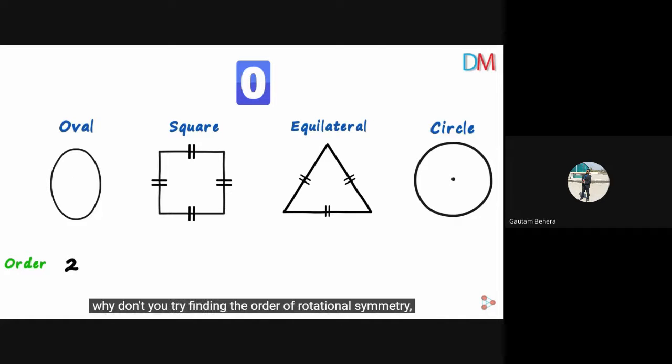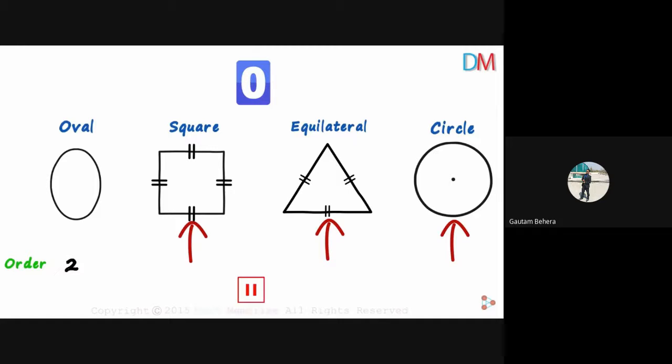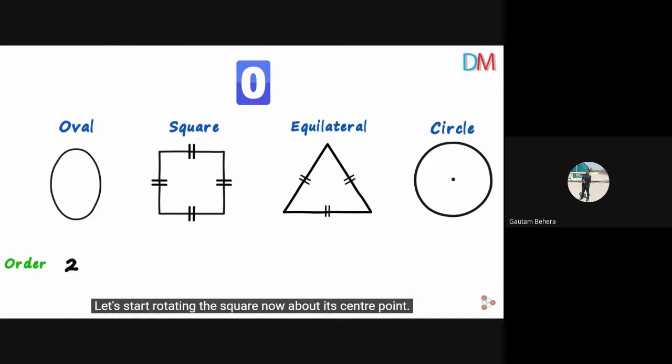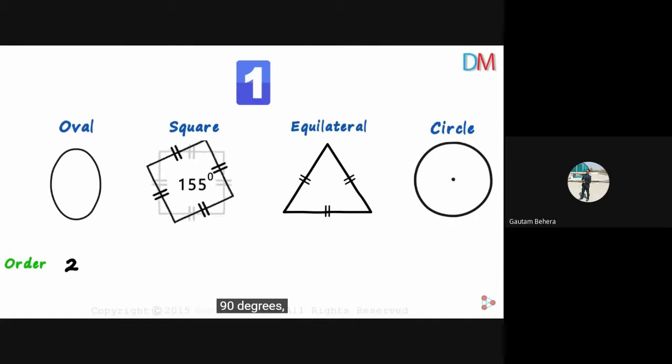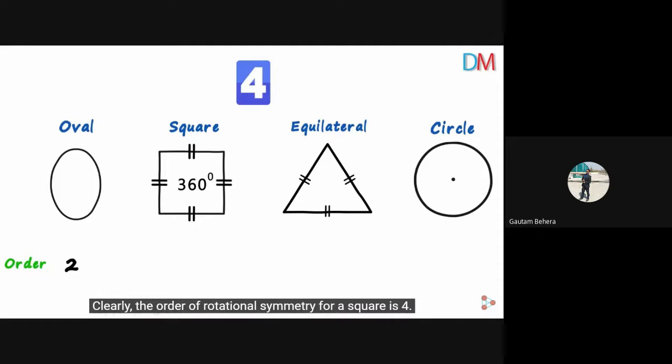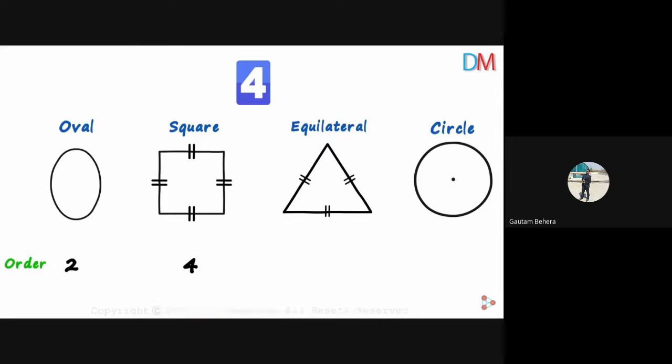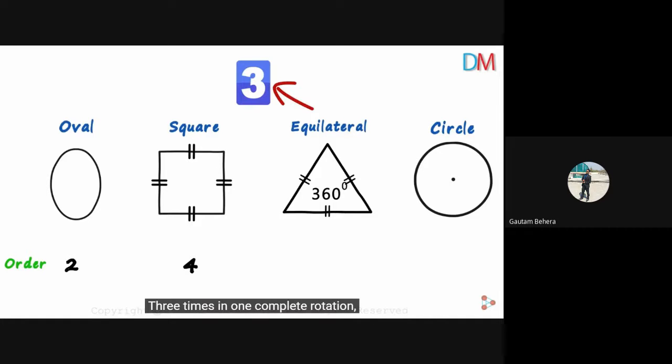In a similar way, why don't you try finding the order of rotational symmetry for these 3 shapes? Let's start rotating the square now about its center point. 90 degrees, 180 degrees, 270 degrees, and 360 degrees. Clearly, the order of rotational symmetry for a square is 4. Now for the equilateral triangle. 120 degrees, at 240 degrees, and at 360 degrees. 3 times in one complete rotation.